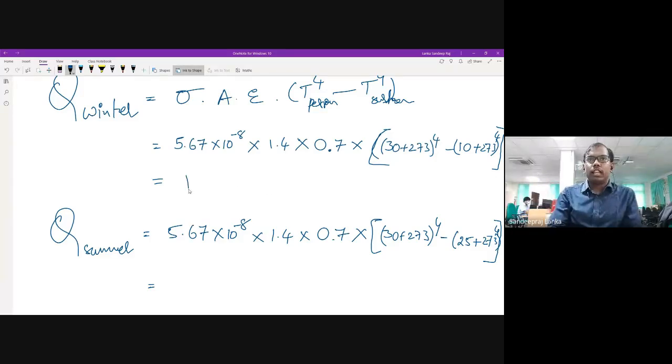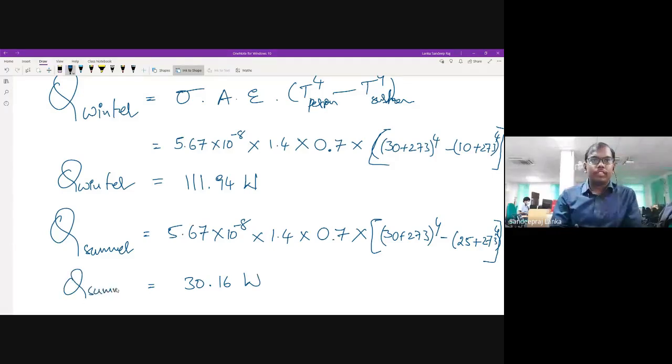Yeah, it is 111.94 watts in your winter, right? Darshi, is it for winter? Yes, sir. 30.16, thank you, Darshi. And 30.16 is for summer. So, from this, you can see this value is around 110 or 112, and this is 30. See, if you take the values here, from these values, what can you understand?